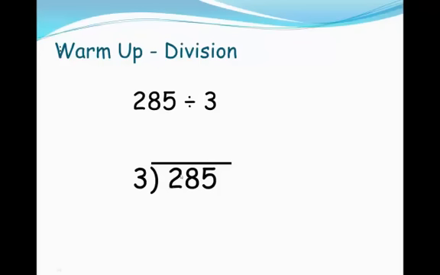So 3 is going into 285. This problem is saying, how many times does 3 go into 285? As you would recall, 3 can't go into 2, so you're going to carry the 2. So you put a 0, carry the 2, then 3 into 28 goes 9 times, and then you carry your remainder of 1. 3 into 15 goes 5 times, with no remainder. So we have an answer of 95.